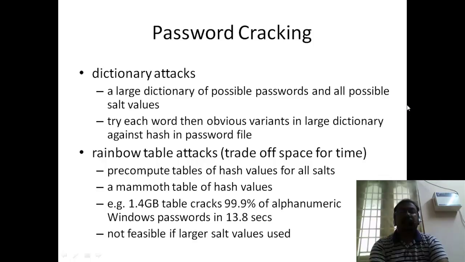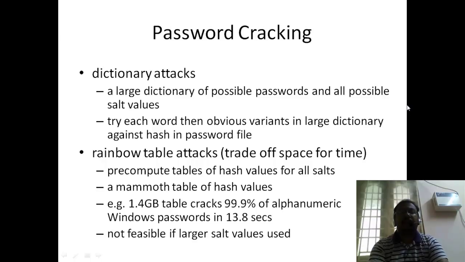Next is the rainbow table attacks. So it's a trade of space for time. Here what we do is we pre-compute the tables of hash values for all the sorts. Here we get a mammoth table of hash values. So like the example given here, a 1.4 GB table cracks about 99.9% of the alphanumeric Windows passwords in 13.8 seconds.